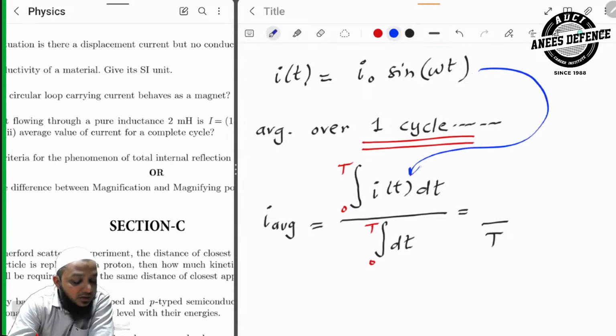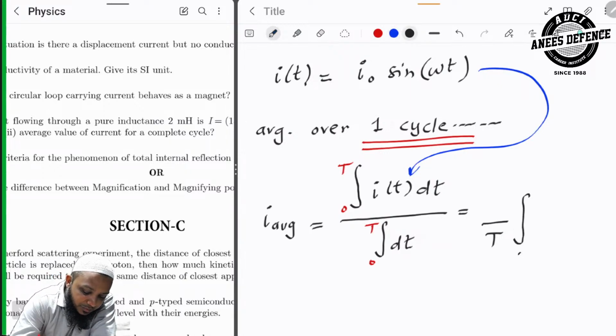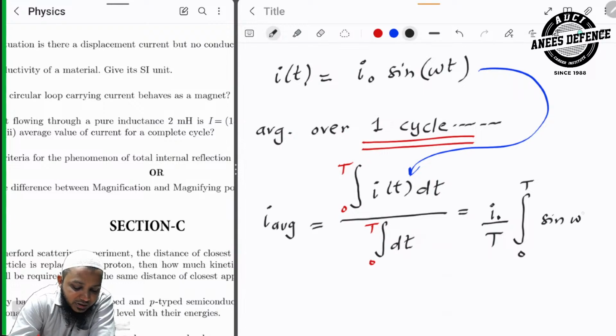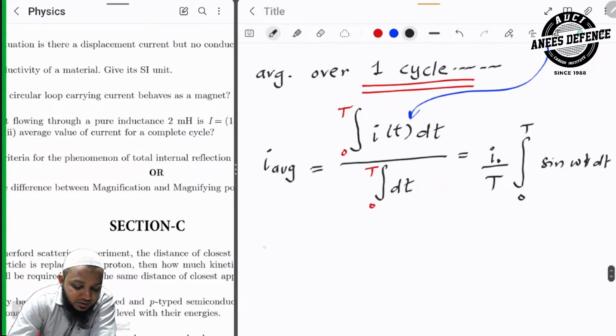Now substituting I naught over here. What I will get? I will get integration 0 to capital T. Right? I will put I naught sine omega t. So what I did, I took the I naught outside the integration because it is constant. Now integrating sine omega t, what will be the integration of sine omega t? Tell me. I naught divided by T.